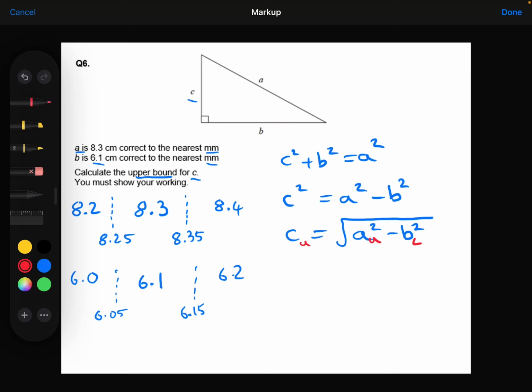So, to working out our upper bound for C then, the square root of the upper bound of A squared minus the lower bound of B squared. Putting that into our calculator, we find that the upper bound for C is 5.75499.